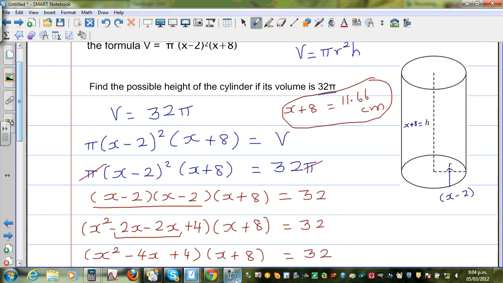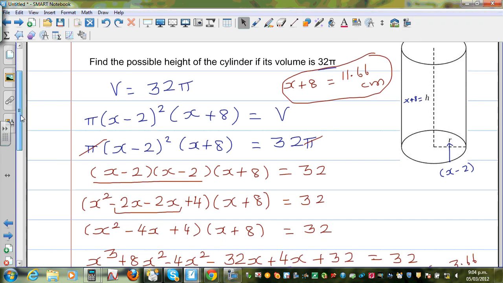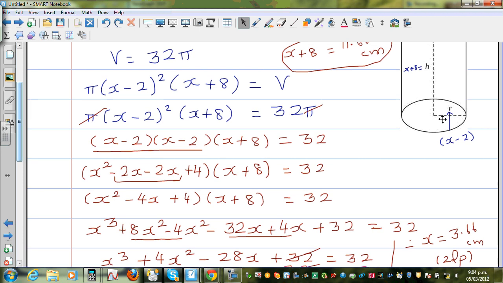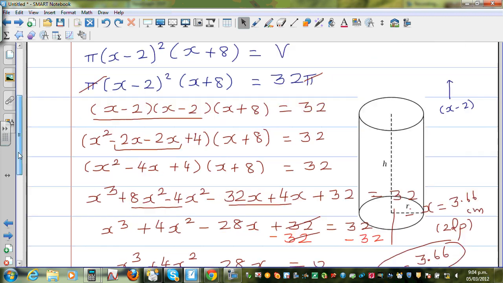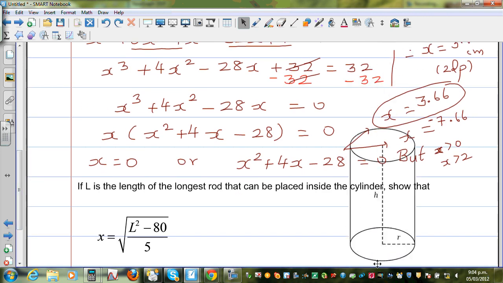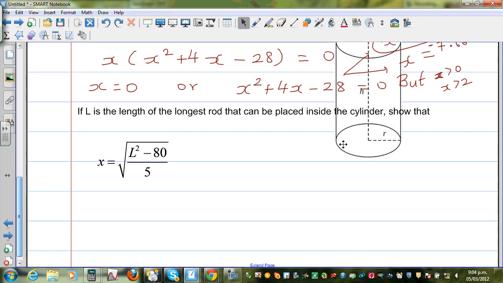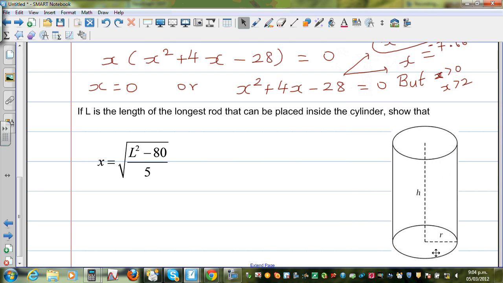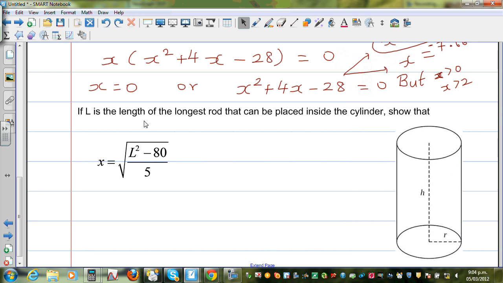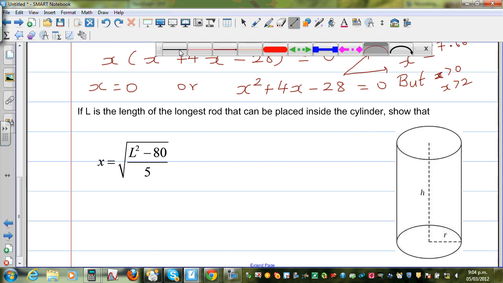Okay, now we want to do the next question, one more question. So let's look at the question. Let me bring this down. So this is a cylinder. Let's read the question again. If L is the length of the longest rod that can be placed in the cylinder, let me draw a rod that can be placed in the cylinder. So the longest rod that can go is like this.